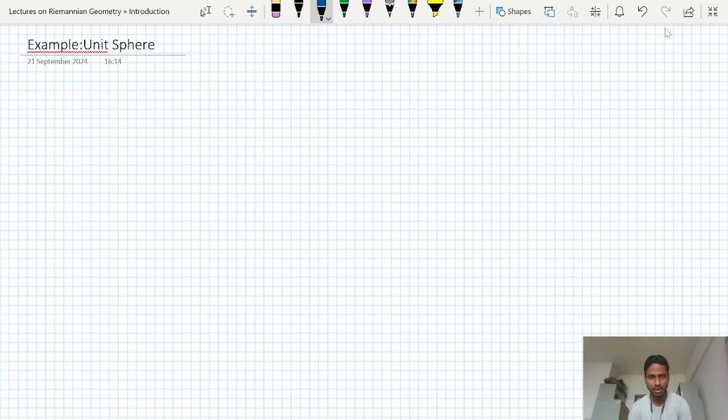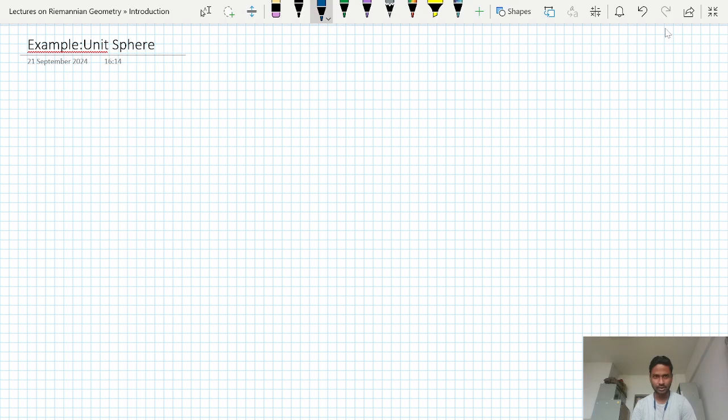Now, in the case of the unit sphere, I will calculate the Riemannian metric in Cartesian coordinates, but I will leave the spherical coordinate one for you as an exercise. The calculations are exactly the same as I did for the Euclidean space. So without further ado, let's get into it.